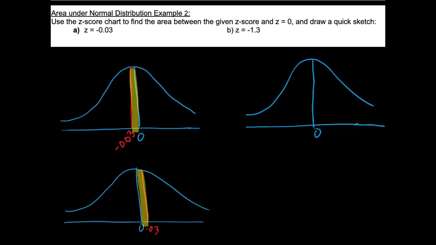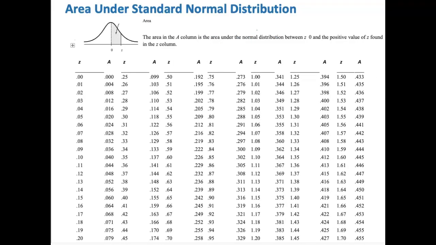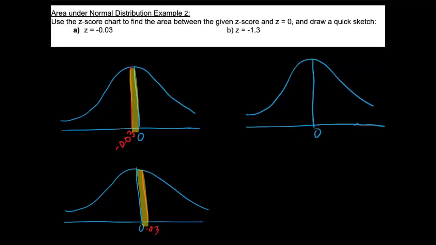And so I'm going to pull up my z-score chart and look up 0.03, which is right here, and I get an area of 0.012. So this area here is 0.012. That's also equivalent to 1.2%.